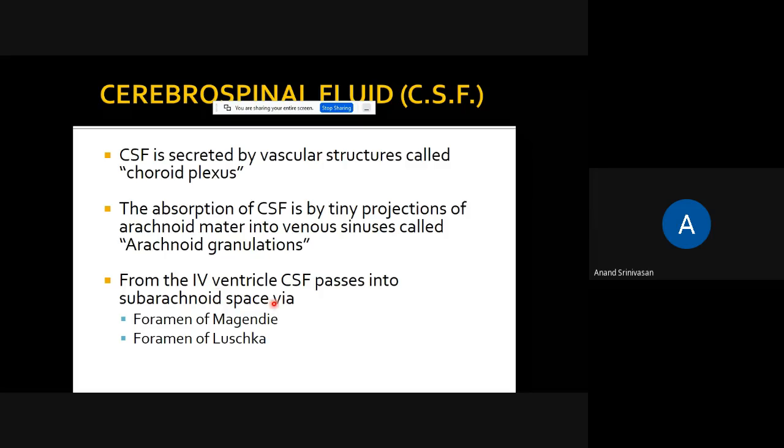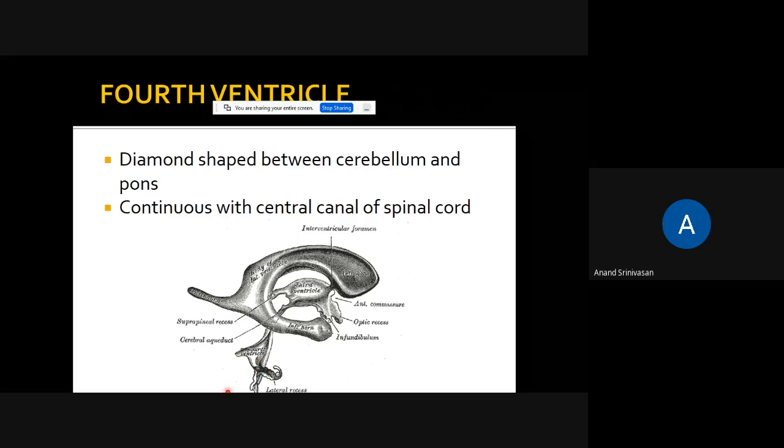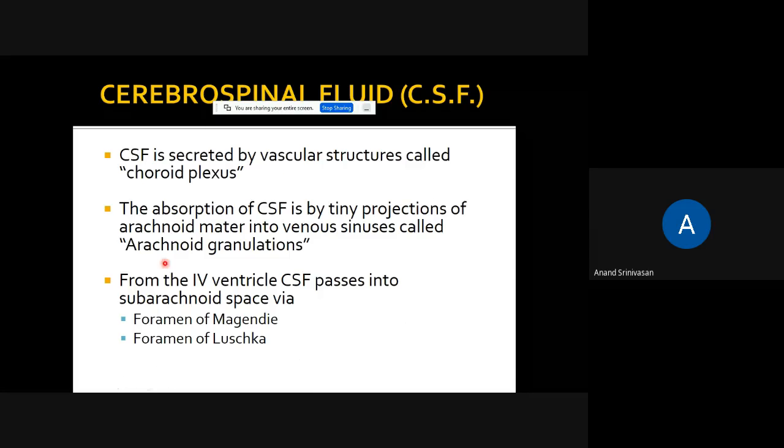The next one: from the fourth ventricle, the CSF passes to the subarachnoid space. How does it pass outside to the subarachnoid space? There are two more foramens here, the foramen of Magendie and the foramen of Luschka. They help in transferring the CSF from the fourth ventricle to the subarachnoid space.